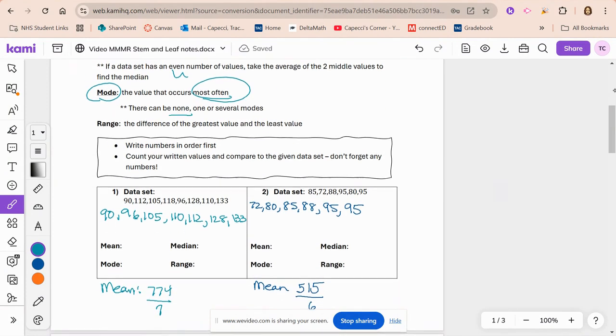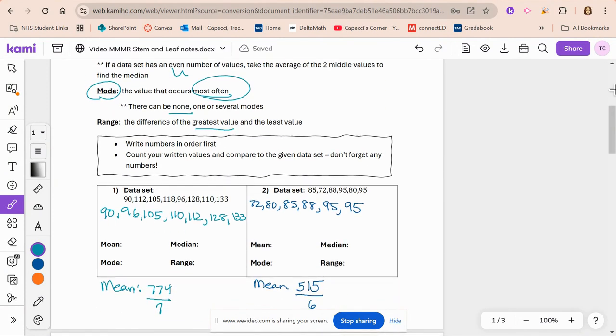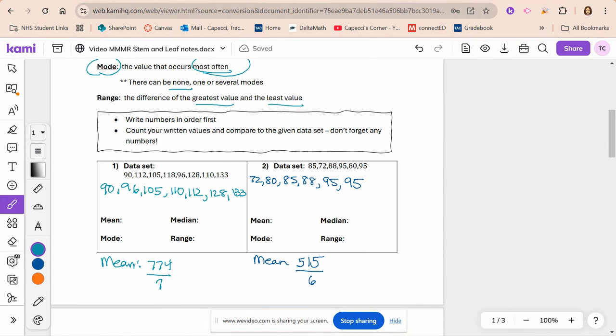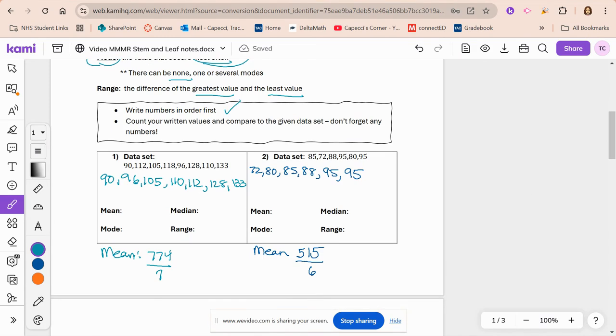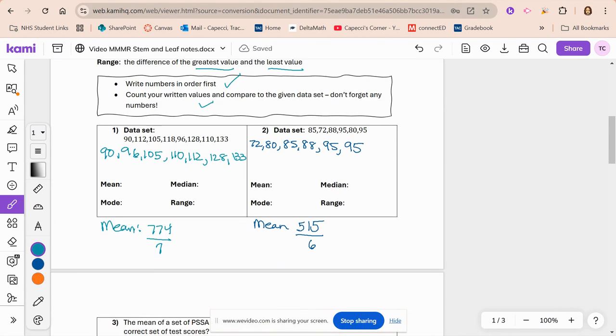And the last one for right now is the range, and that's taking the greatest value and the least value and finding the difference between the two. So we want to write the numbers in order first, and then we want to make sure that we compare them to make sure we didn't forget a number. All right, so let's take a look at our first data set.